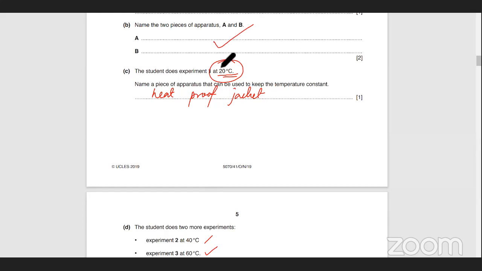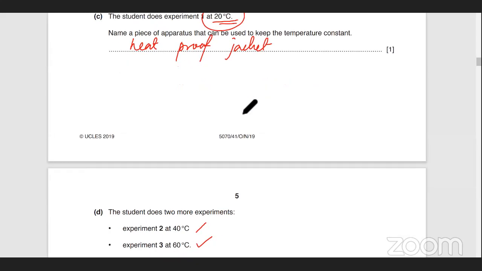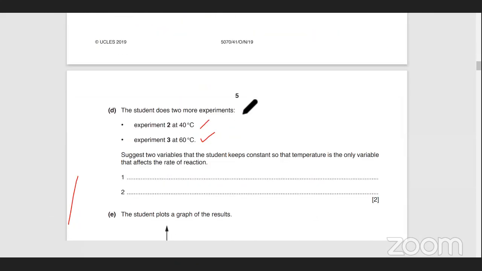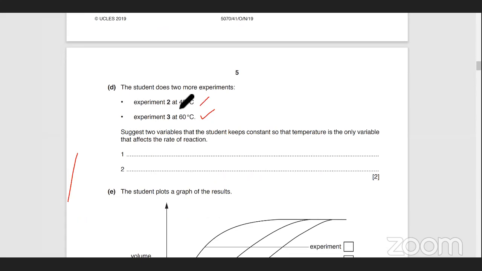Water bath जो होता है ना, that's for raising or decreasing. मतलब 40 degree centigrade पे लेके जाना है. So you use a water bath. 60 degree centigrade पे you use a water bath. So but how do you keep the temperature constant? So we're going to check that answer later on in the mark scheme. Okay, so that was my doubt, so we can check that later on.